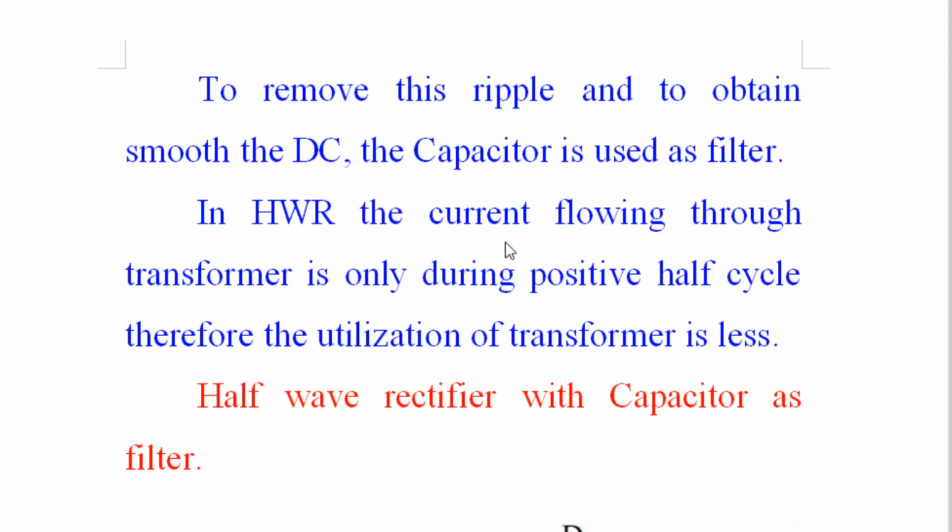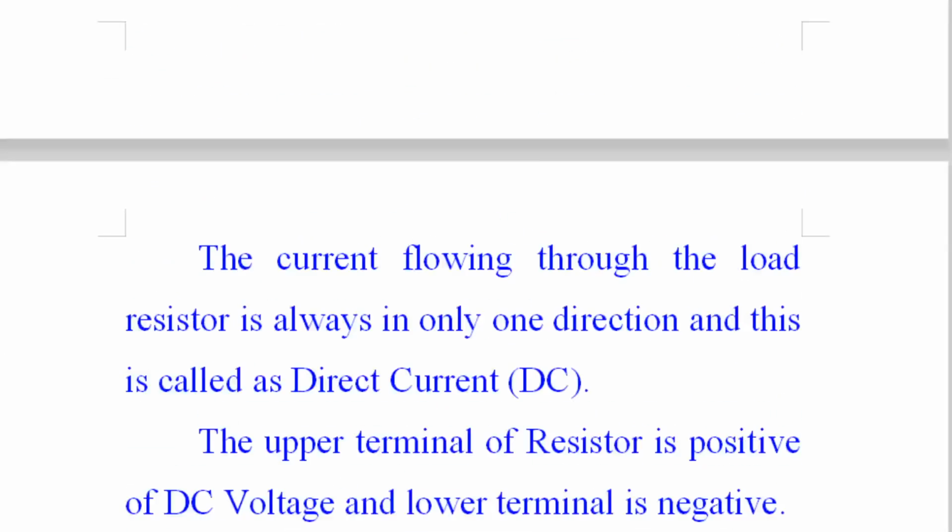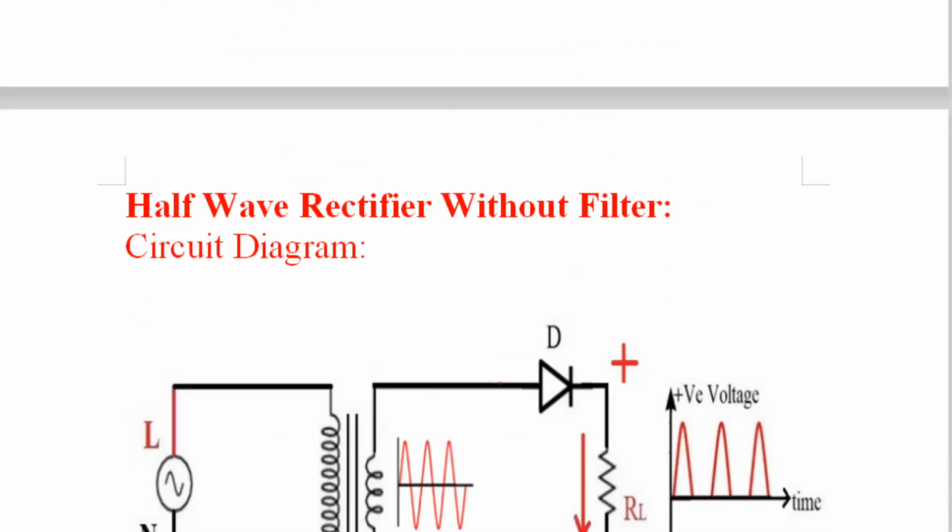In half-wave rectifier, the current flowing through the transformer. Now here we are talking about the transformer. In the load resistor, current flows from positive to negative and only during positive half cycle. The current flowing through the transformer is only during positive half cycle, and therefore utilization of transformer is less. Because see here, the diode does not conduct in which direction?